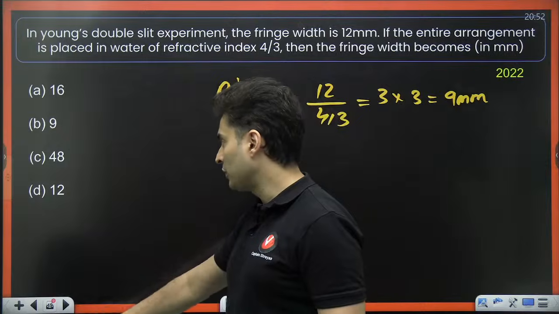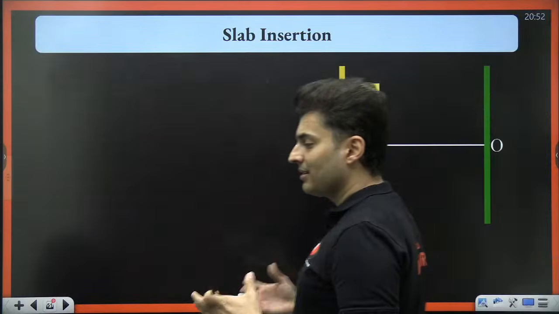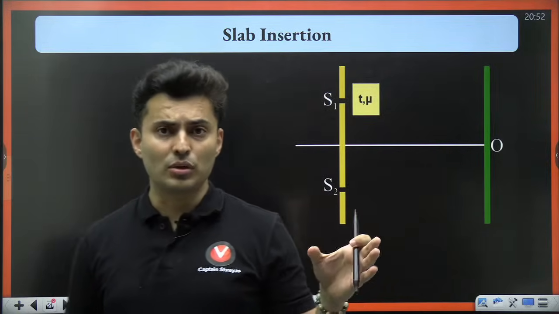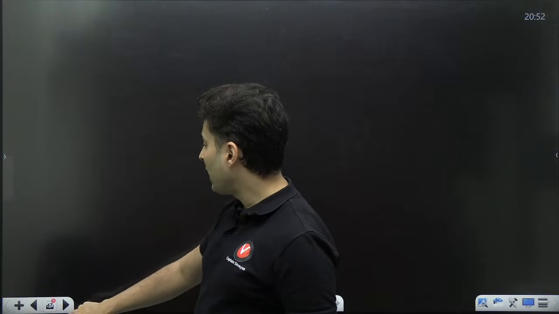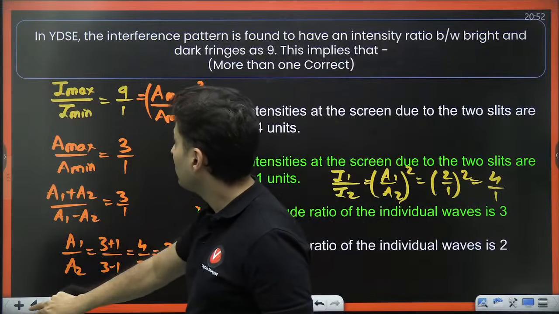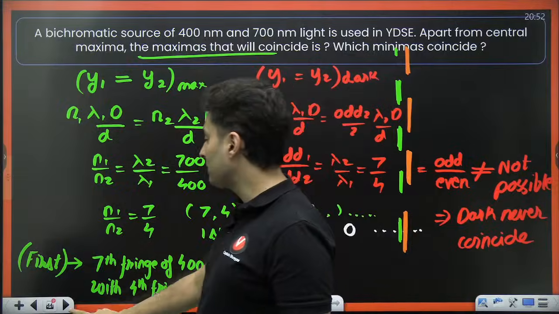I've given the strategy for that. Now, the next variation is when you insert a slab. We also did the variation of bichromatic source just before the break, if you remember this one. This was actually one variation. If you notice, where did it go? Right over here. Bichromatic is also a variation of YDSE.